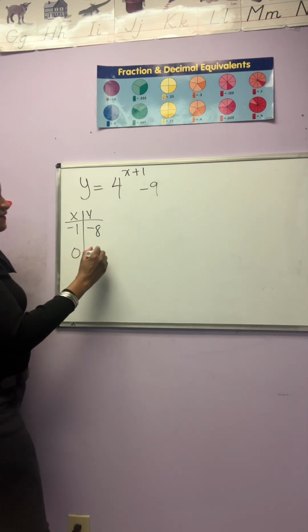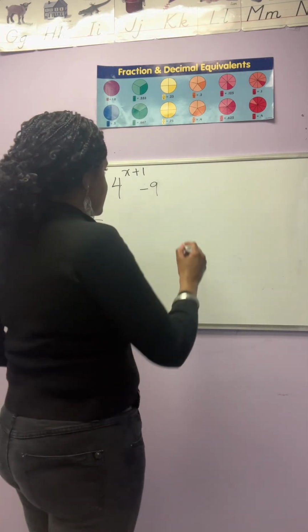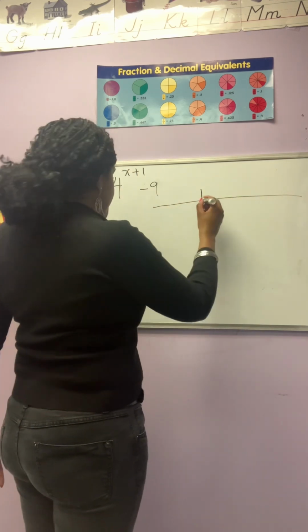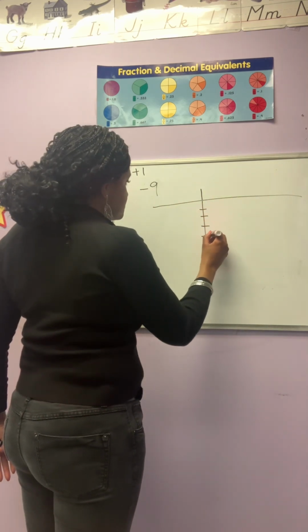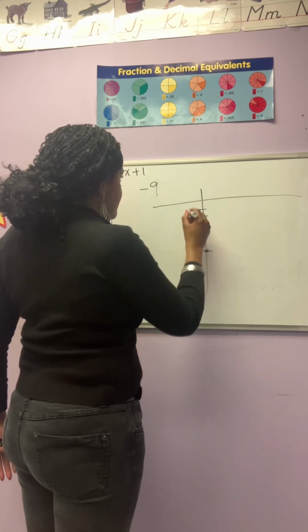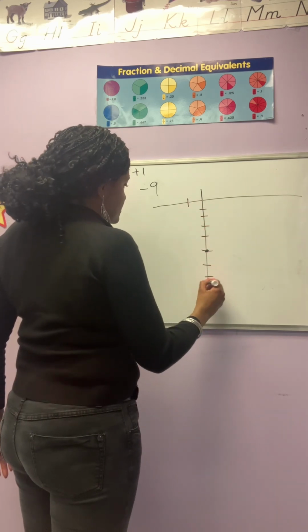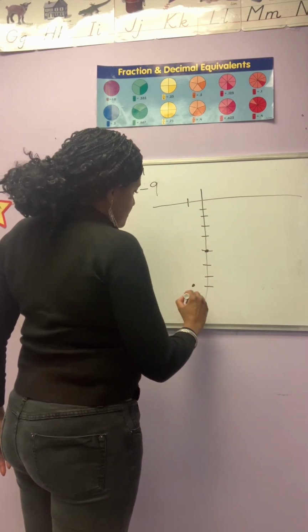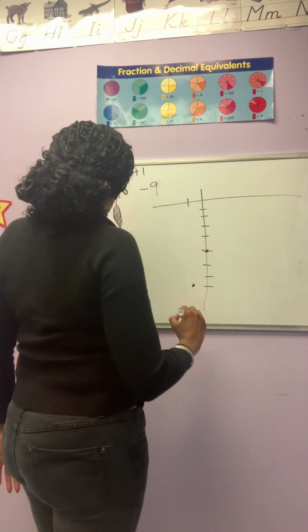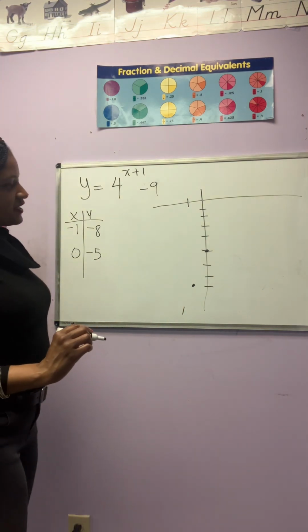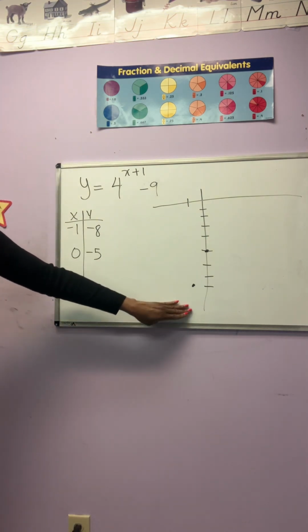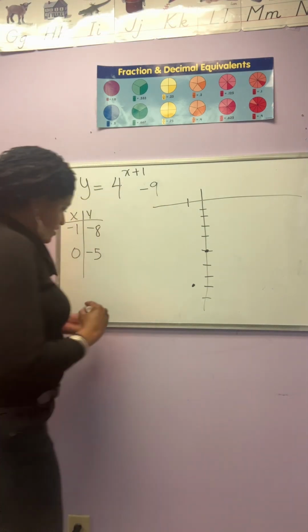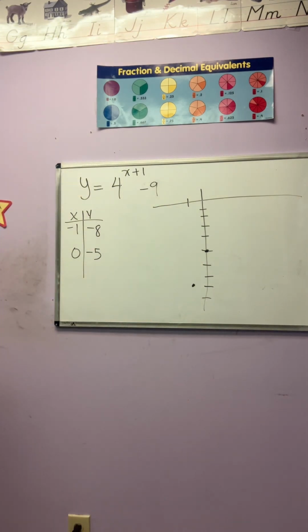Okay, drawing this, I can see that it's going to be on my negative side a lot. So when x is 0, y is -5. When x is -1, y is -8. My asymptote is at -9. I know that because of this value right here. So let me draw my asymptote line.